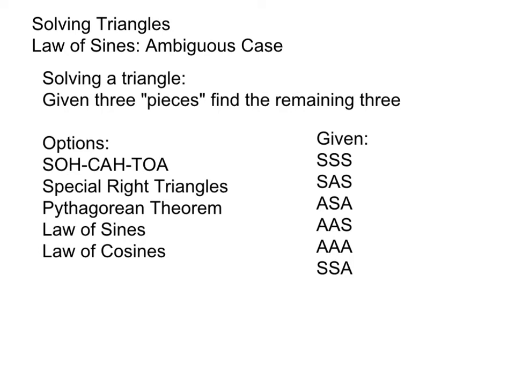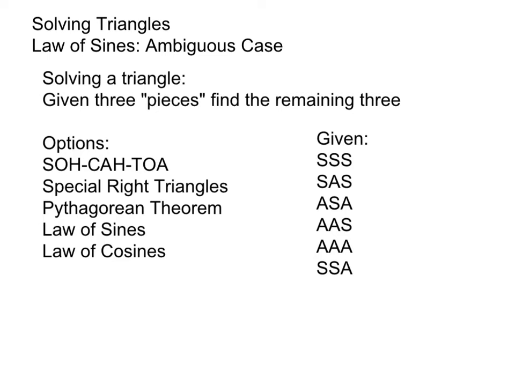Alright, in this video we're going to talk about solving triangles, and specifically using the law of sines, and then even more specifically what's called the ambiguous case within the law of sines. So just in general, when we say that we want to solve a triangle, what's meant by that is that we're going to be given three pieces of the triangle, and then we're asked to find the remaining three pieces.